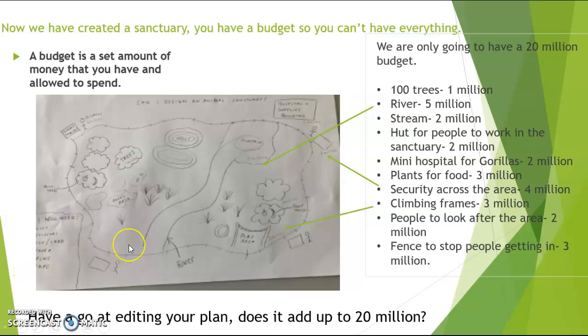So now, can you please add up all of the things that you have? Is it too much? Is it not enough? So then that means you can start to either take things out or add more things. If you do think of any other things that you want to put in there for these mountain gorillas, do add them and add a price to them as well. And then once you've done that, you can start to colour your sanctuary.